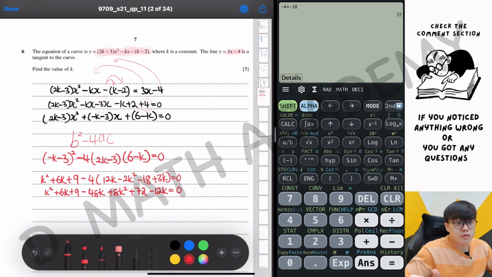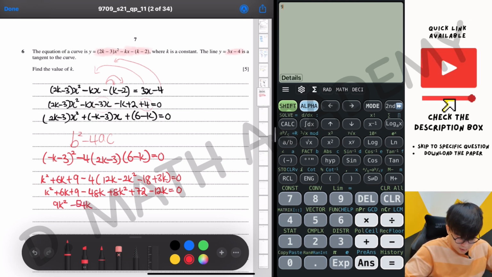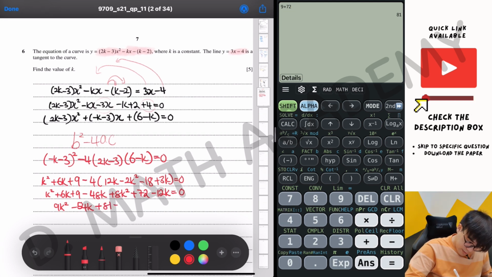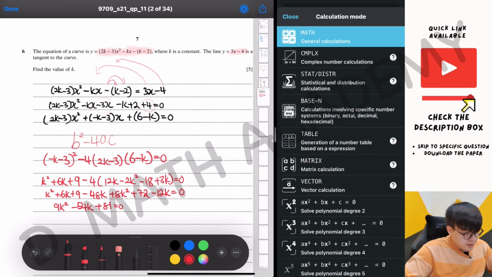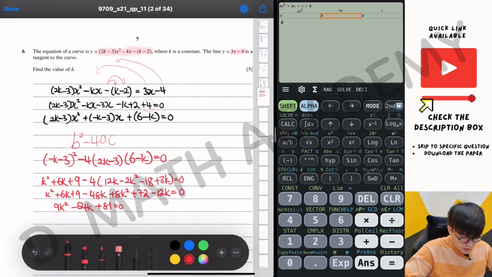And then you will get to your results here, that is 9k squared and you have a 54k and 81 at the back. So from this, factorize it up, you will get 9, you get negative 54, you get 81, and you have your k value as this.